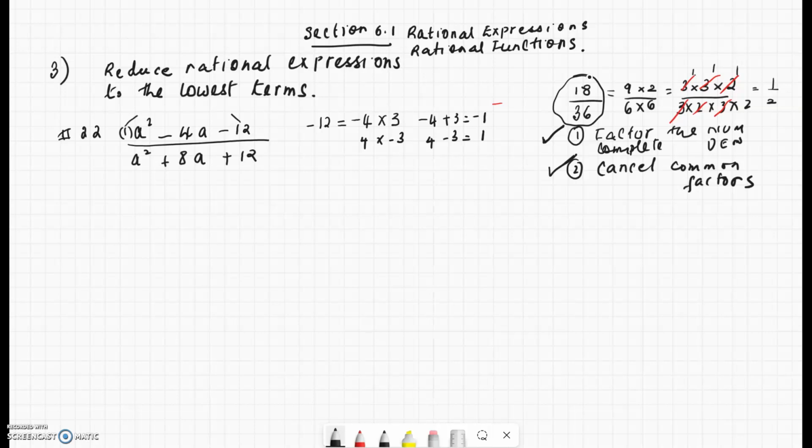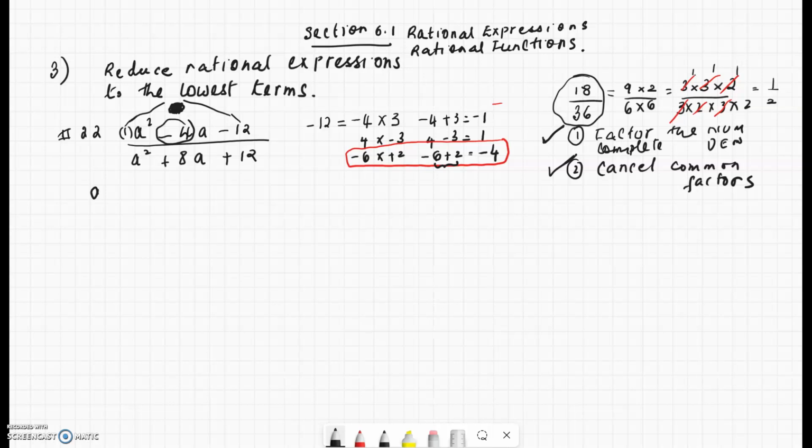But what works is negative 6 times positive 2 is 12 with a negative sign. So that's negative 12. Also, negative 6 plus 2 is negative 4. That's the one we're interested in. That works for us. And why does it work? Because the product is a times c, which is the coefficients of the extreme terms, and the sum of the two factors is the coefficient of the middle term.